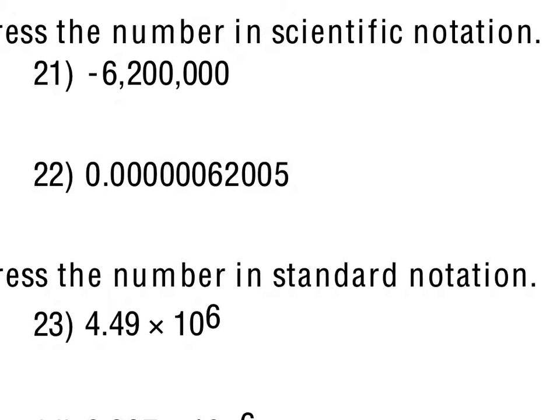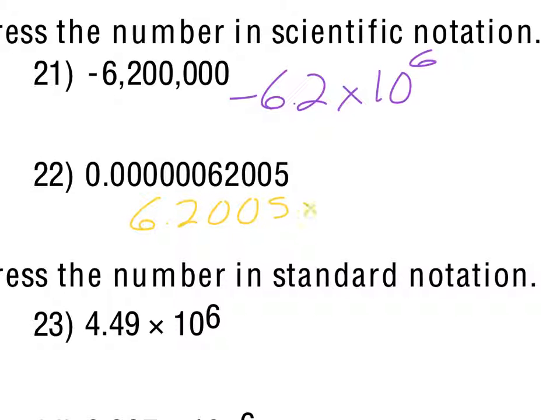Looking at number 21, we're just looking to express the number in scientific notation. So we start with negative 6.2 times 10 to the, and this is a 7-digit number, so we get multiplied by 10 to the 6th power. With number 22, it's a small number, so 6.2005 times 10 to the negative, and I look at how many zeros I have. There's a total of 7 zeros, so it's times 10 to the negative 7th.